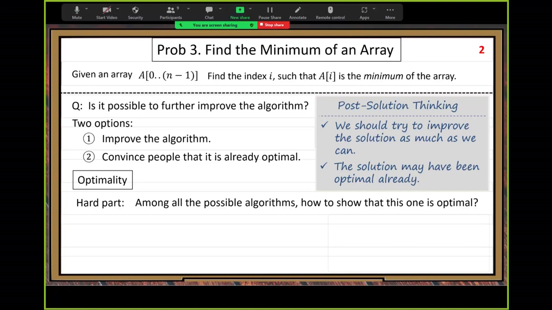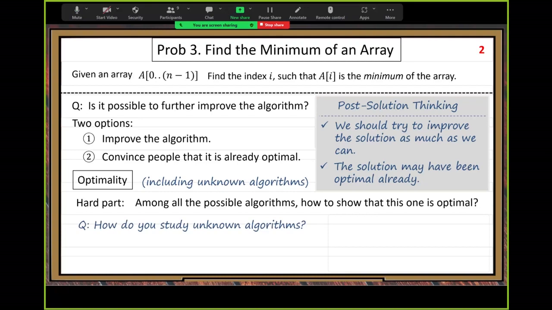That's hard. Question: among all the possible algorithms, there are many unknown algorithms, right? Because you cannot exhaust all the possible algorithms. Nobody can exhaust all the possible algorithms that solve this given computing problem. That means there are many unknown algorithms. The question: how do you study unknown algorithms?